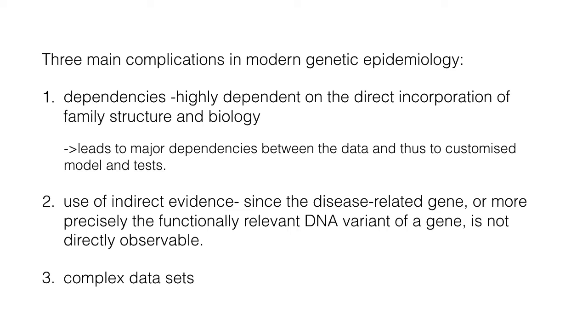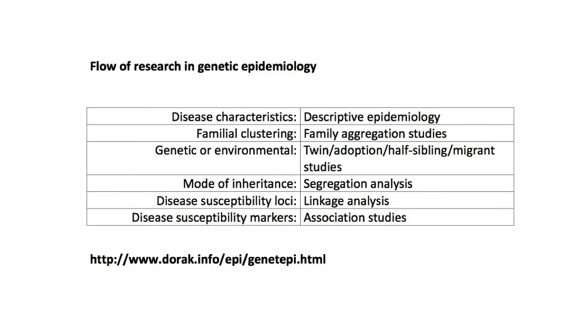Genetic epidemiology also uses indirect evidence, since the disease-related gene, or more precisely the functionally relevant DNA variant of a gene, is not directly observable. And when we look into genetics, we have to look into complex data sets. So this is the flow of research in genetic epidemiology.